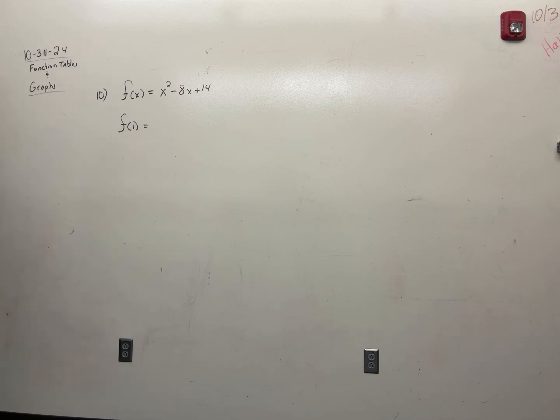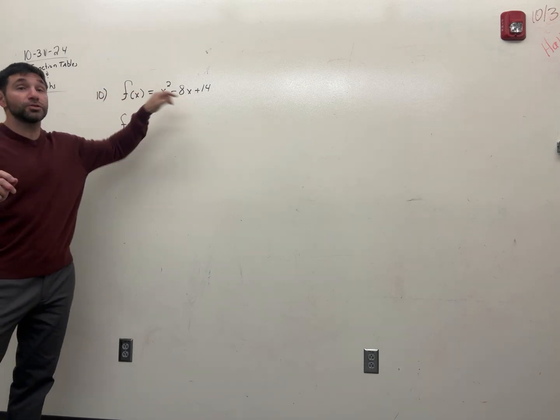Yes, sir? So x is 1. Exactly, f of 1. So just like the warm-up, x is 1. But now here's my question. How many x's are there? 2, so we're substituting it in twice.